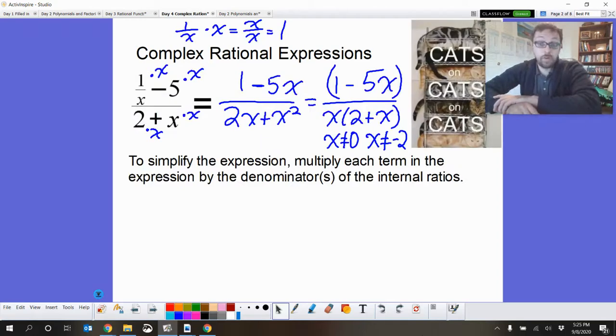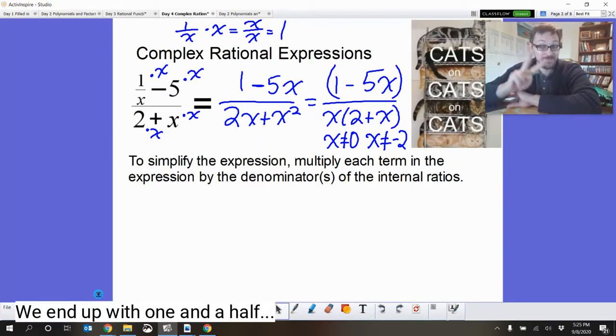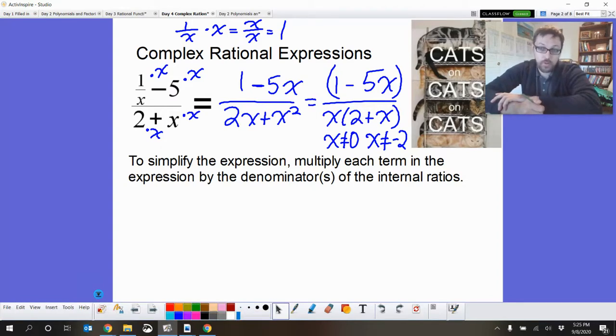So our goal today is to try to get through 2 problems. That's it. What these are, are rational expressions like we did last time, but they are inside of other rational expressions. So I like to think about them as cats on cats on cats. Rational expressions in rational expressions.